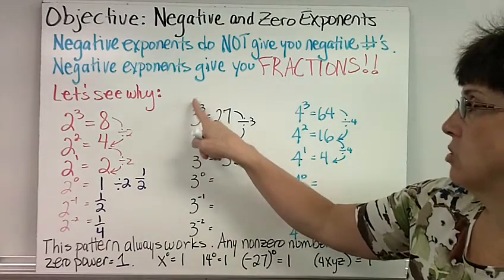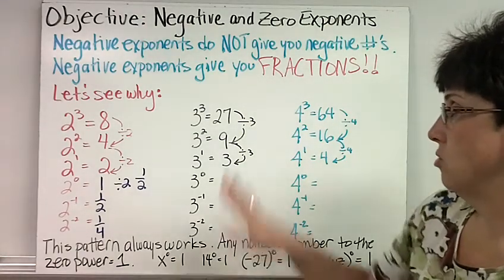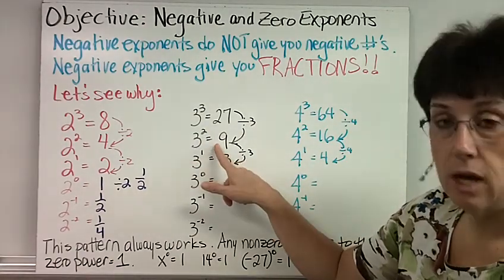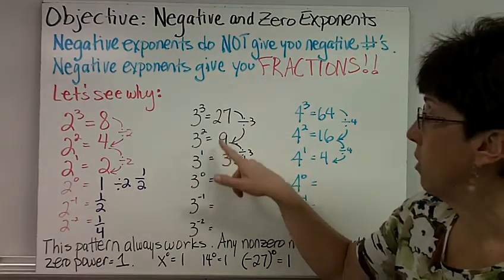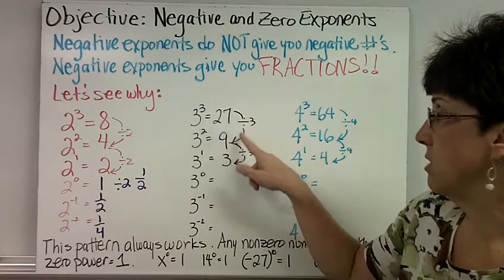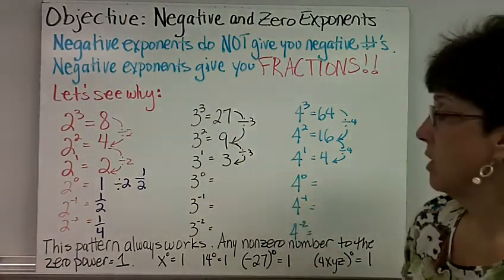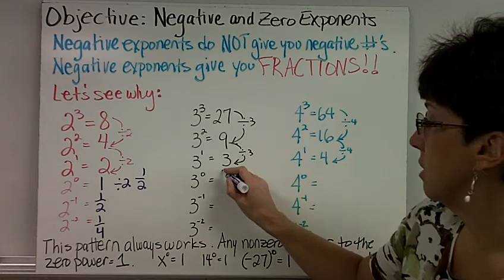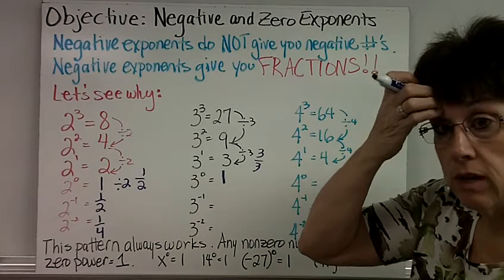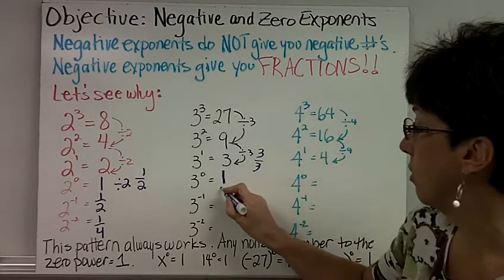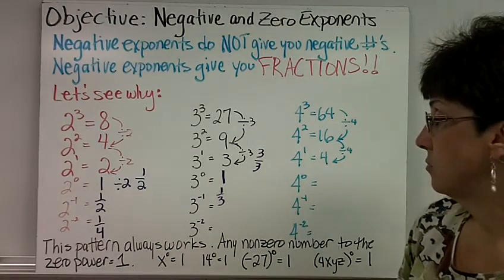So let's do 3 cubed. 3 cubed, 3 times 3 times 3 is 27. You know that. And 3 squared is 9. And 3 to the first is 3. So if I follow my rule and take 27, divide by 3, I get 9. 9 divided by 3, I get 3. 3 divided by 3 is 1. I'll write that so you can see. What's 1 divided by 3? 1/3. And what's a third of a third?